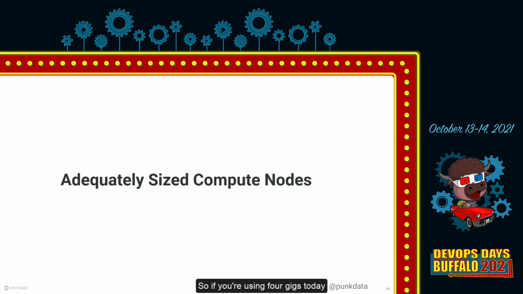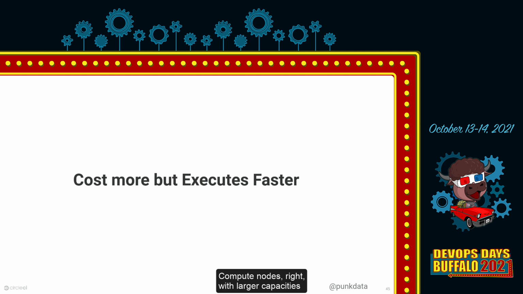So if you're using 4 gigs today and it's totally fine on a medium-sized compute node, and then your stack grows and it's using more memory, you definitely want to upgrade or at least increase the compute node resources so that those jobs execute properly and efficiently. Compute nodes with larger capacities do cost more to operate, but the higher cost can be deceiving, especially when it comes to build durations.